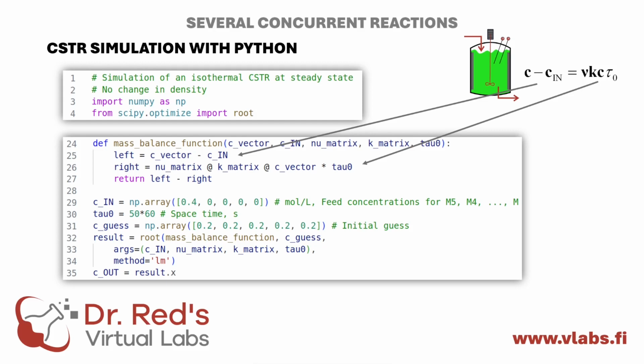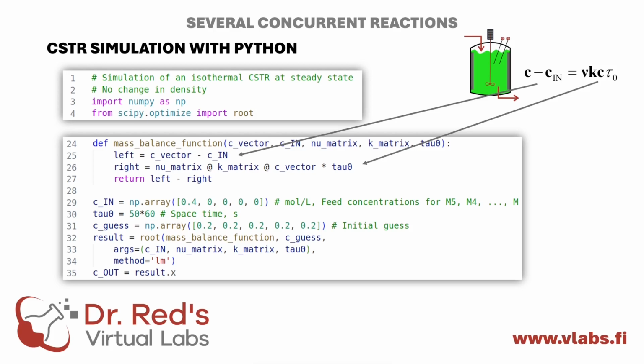Again, we do matrix multiplication by using the @ sign. The feed composition is defined in vector C in. The spacetime is 50 minutes. The solver needs an initial guess for the concentrations. These values are obviously wrong, but not totally unreasonable.